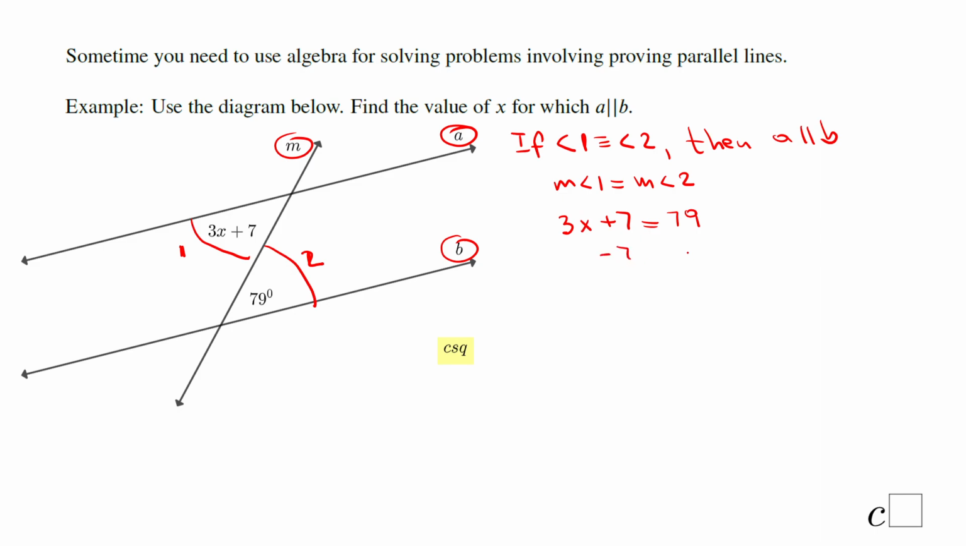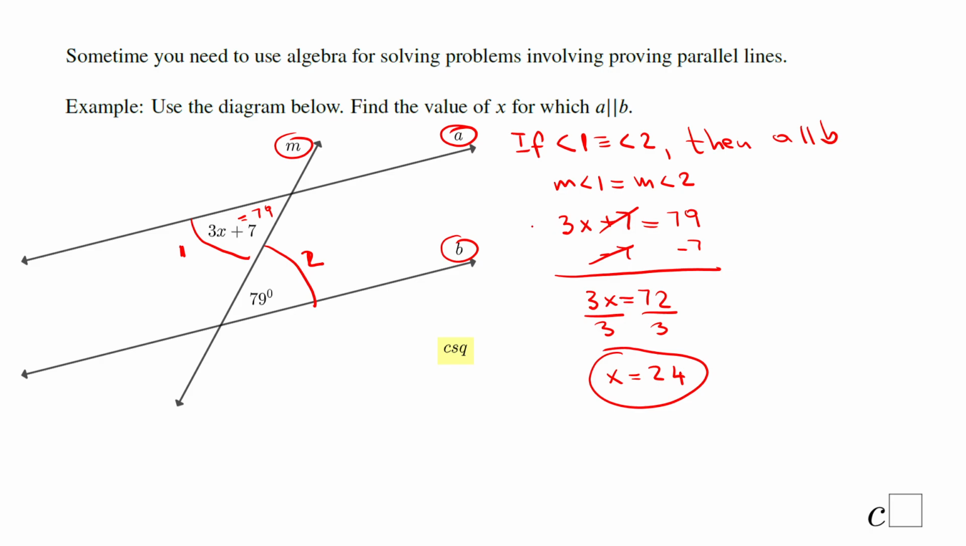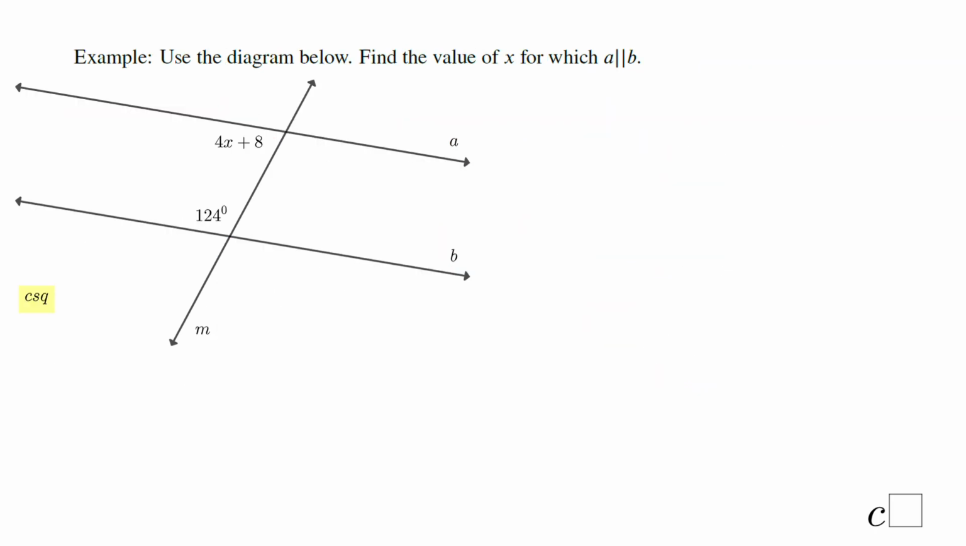I'm going to subtract 7 to get rid of this 7, and I have 3x equals 72, divided by 3, and that will be 24. If x is 24, then this angle here will be 79. This is 79. They are congruent angles. They have the same measure. Therefore, A and B are parallel lines. So that's about this problem. Some of you may start only with this algebraic statement. Let's take a look at the next example.